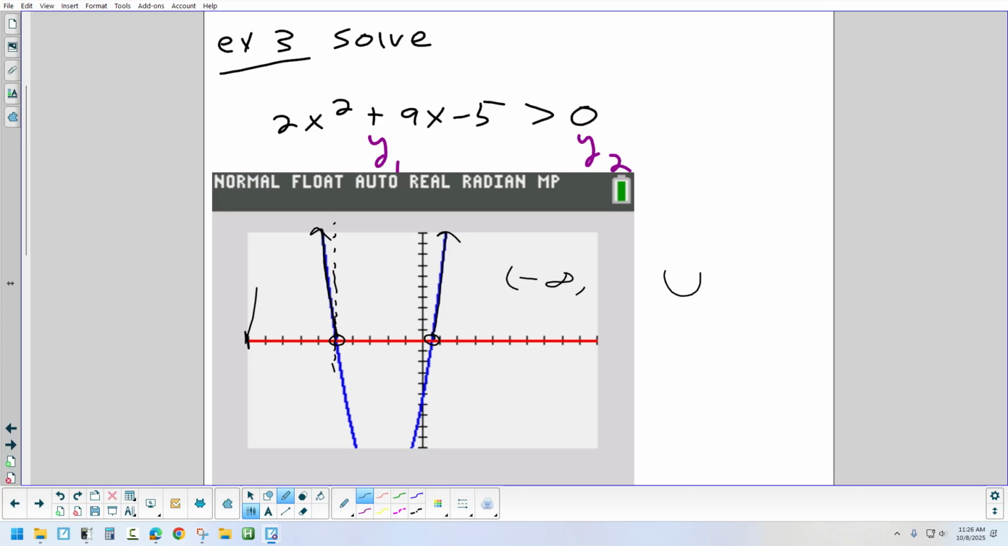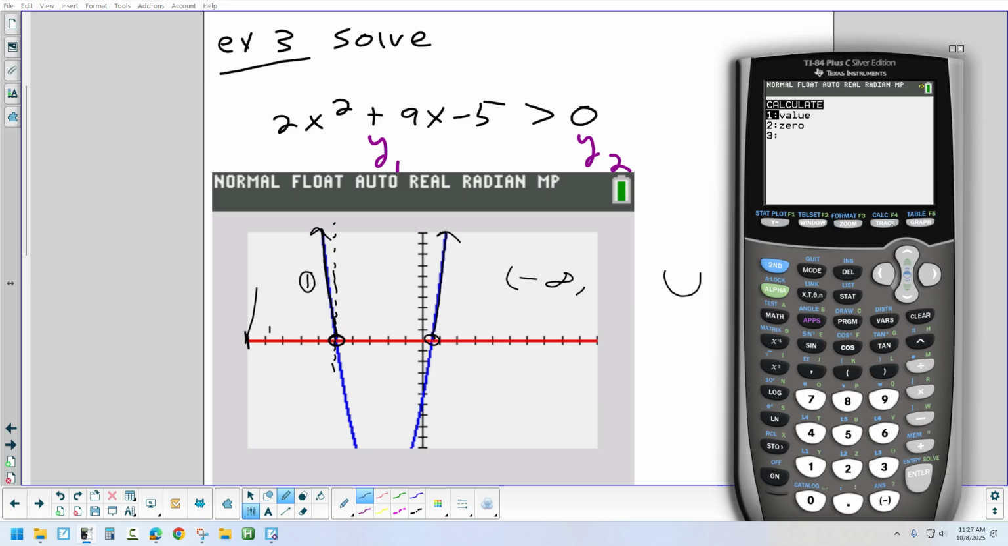Now I have to figure out how far to the right I can go. How am I going to figure out where to stop in this interval? We'll call this interval 1. Yeah? Where it intersects. Right. Where it intersects right here, that's where you need to stop. If you go past that, then you're going to dip down below the red line, and that's not what they want. They want you above the red line.